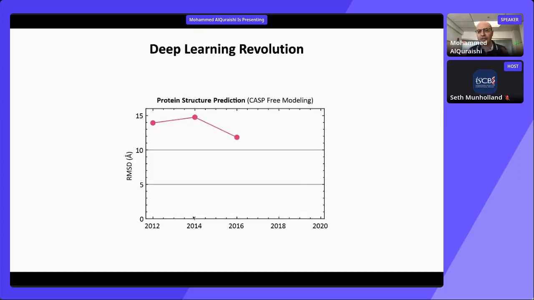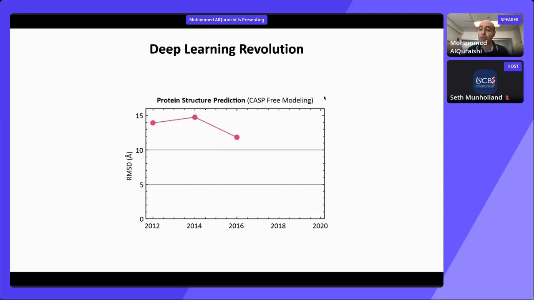There are a couple of categories in CASP. One of them is the free modeling category, which is the hard targets. These are the ones that don't look like anything in the PDB. If you look at this space, from the mid 2000s till about 2016, there was not a ton of progress. It was just fairly halting.